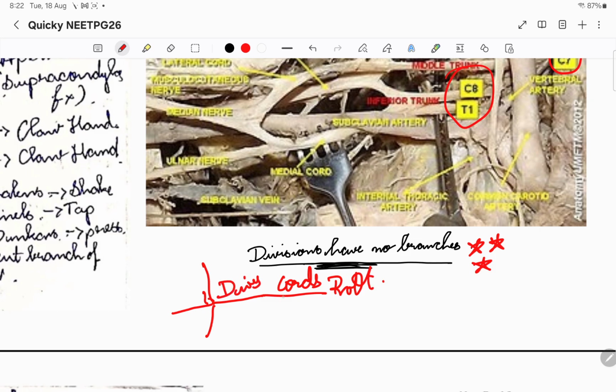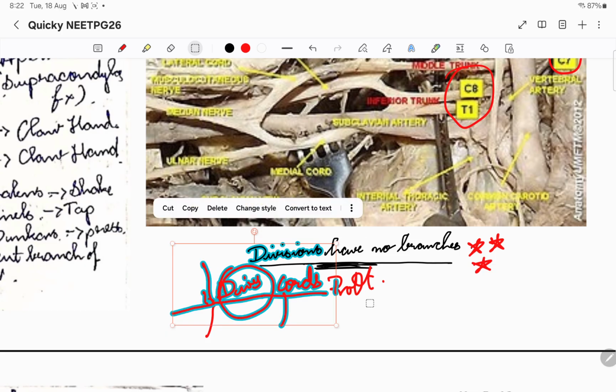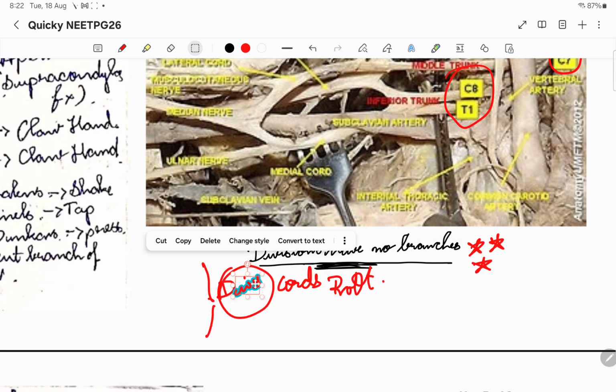So from divisions there are no branches. Okay, so that is all you will have to remember. Please remember this point, and you'll be able to solve that question.